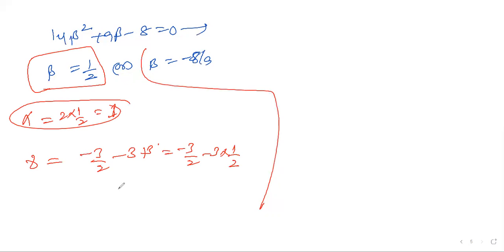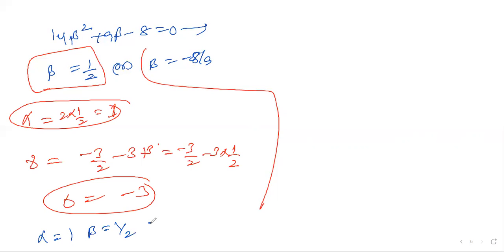What is the answer you are going to get? Do it fast and tell me. Minus 6 by 2 becomes minus 3. Okay, now you can finalize your answers. What are the answers here? Alpha is equal to 1, beta is equal to 1 by 2, gamma is equal to minus 3.